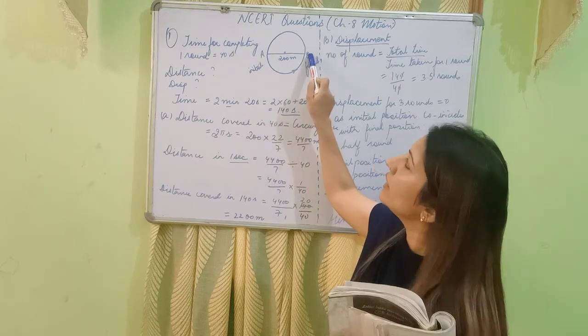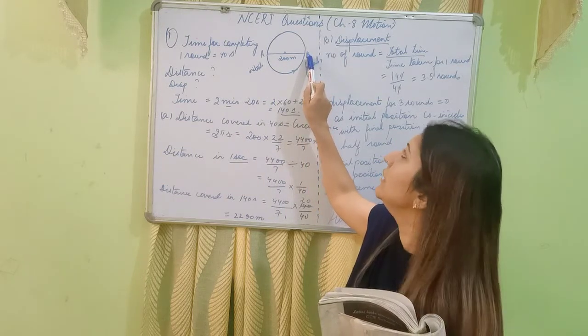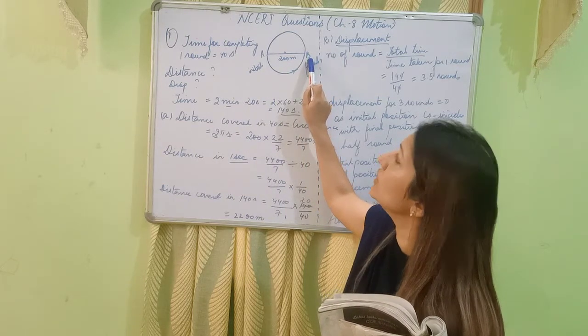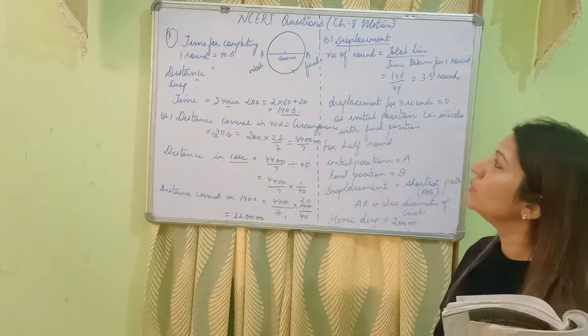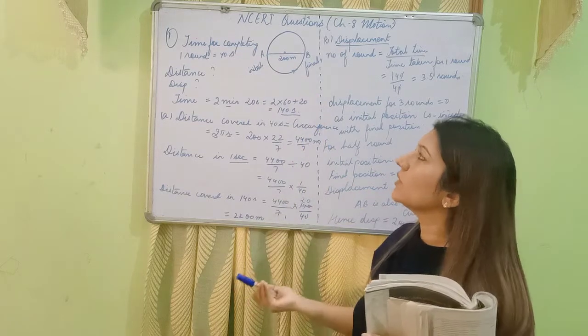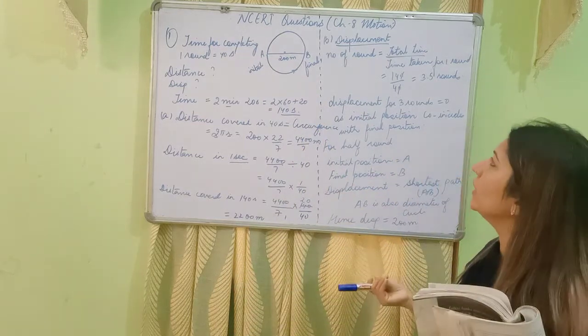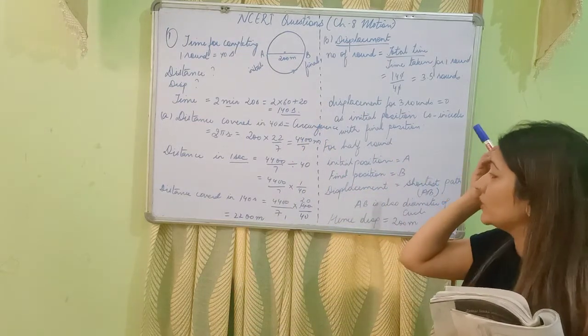Covering half a round means he is at point B. He covers, this is his final position. So what is the displacement? It is the shortest distance between the initial and the final position. This is the shortest distance which is given as the diameter. You need not calculate anything. Everything is given in the question itself.